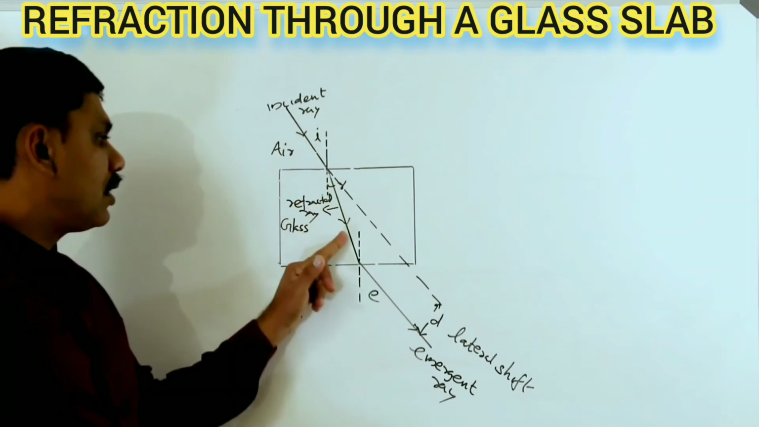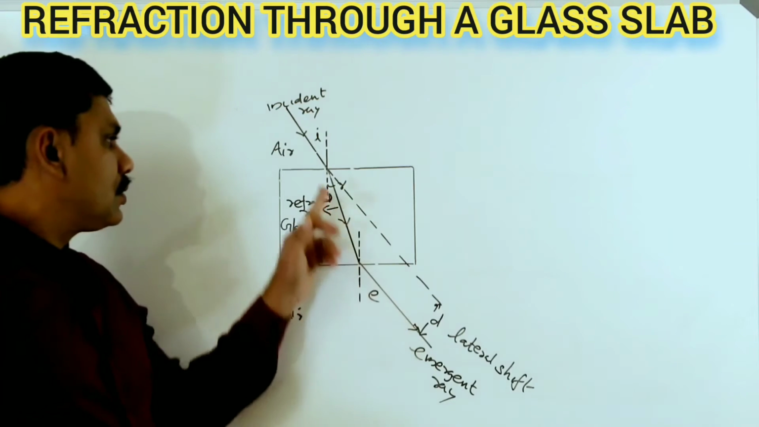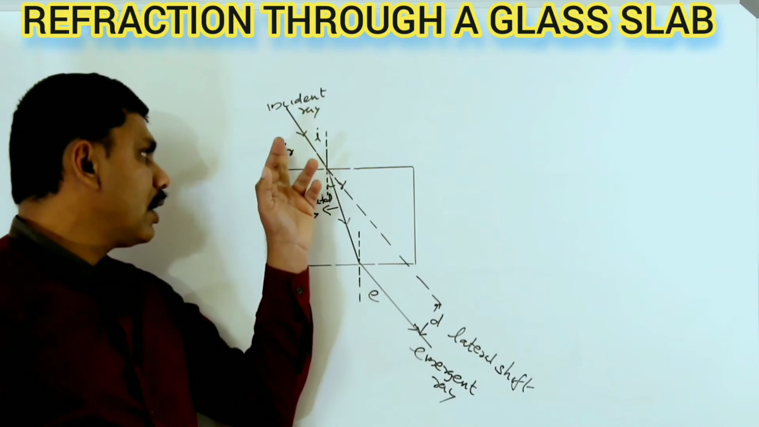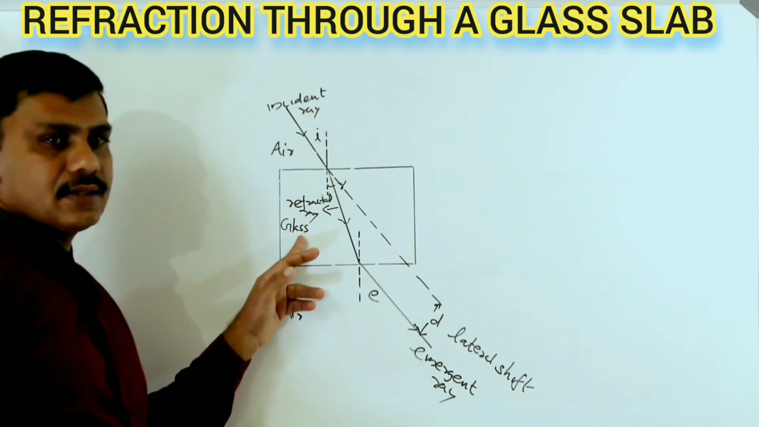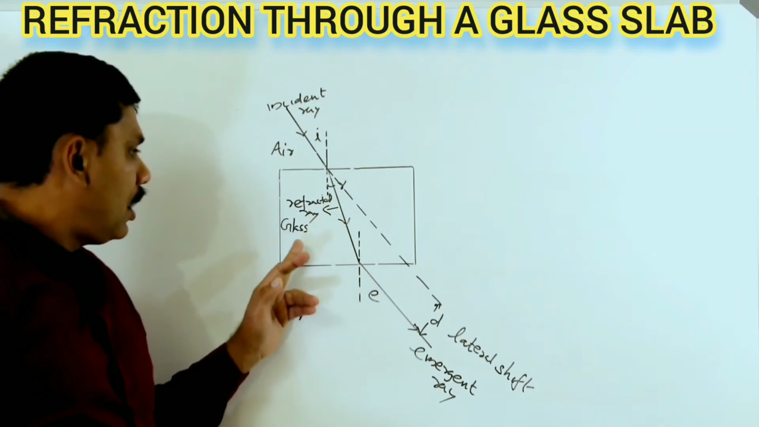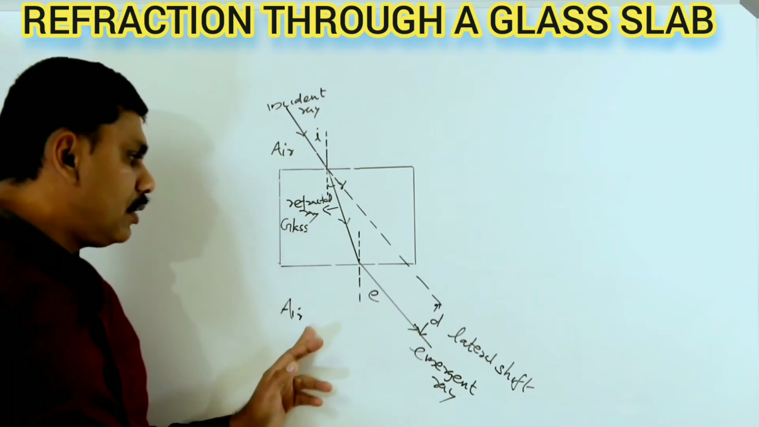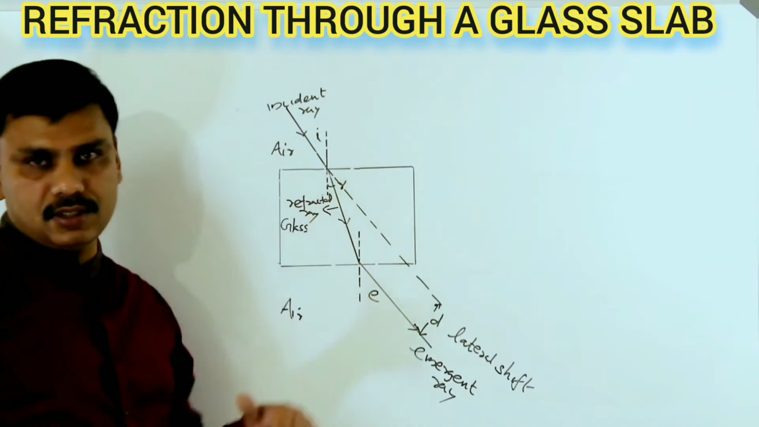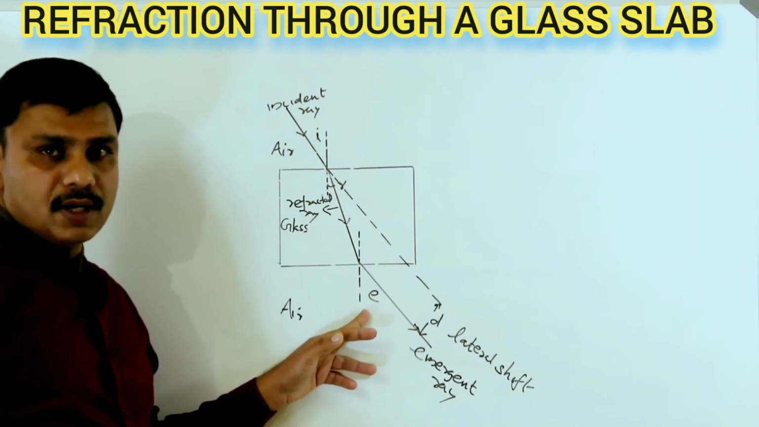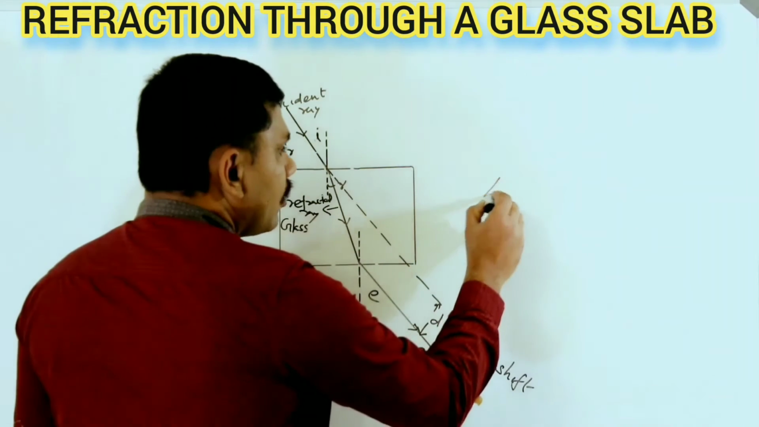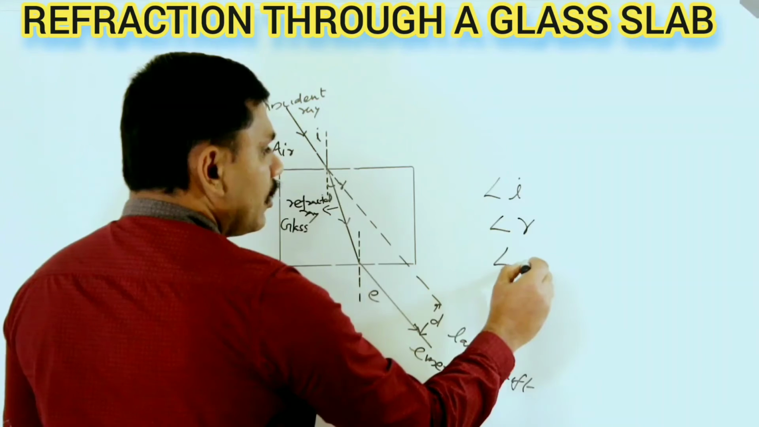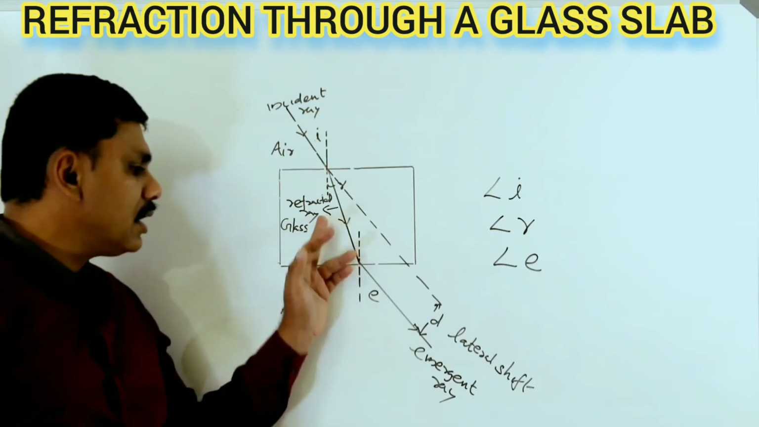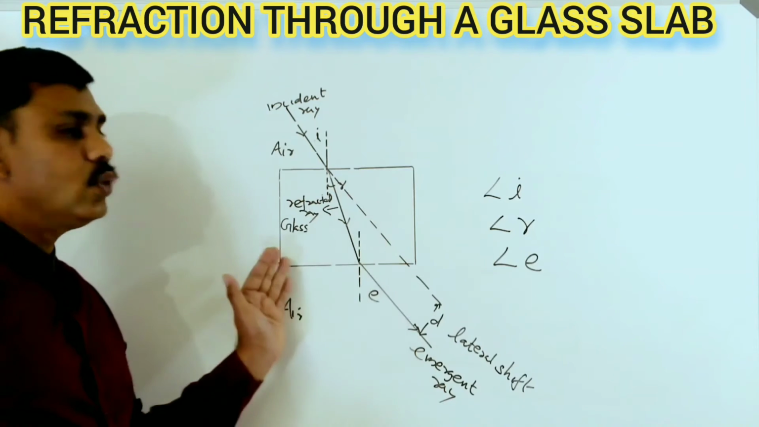So this is the incident ray, this is the refracted ray, and this is the emergent ray. When you draw refraction, you must draw the normal. When the ray passes from air to glass, it is refracted towards the normal, and when the ray passes from glass to air, it moves away from the normal. Here the angle of incidence is equal to the angle of emergence. There are three angles: angle of incidence, angle of refraction, and angle of emergence. And three types of rays: incident ray, refracted ray, and emergent ray. So this is the refraction through a glass slab.